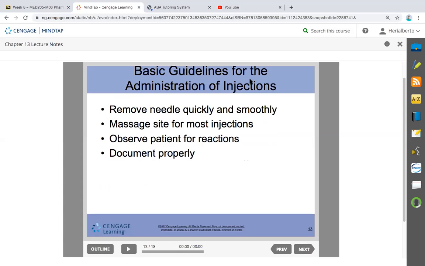Continuing with basic guidelines for administration of injections. Number 6, remove the needle quickly and smoothly. Massage the site for most injections. Observe the patient for reactions and document properly. It's good to have the patient in observation for a few minutes, just to find out if there is any allergic reaction coming.